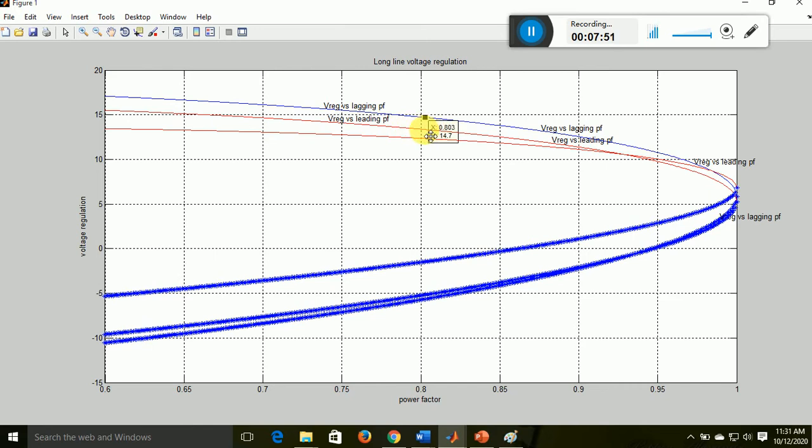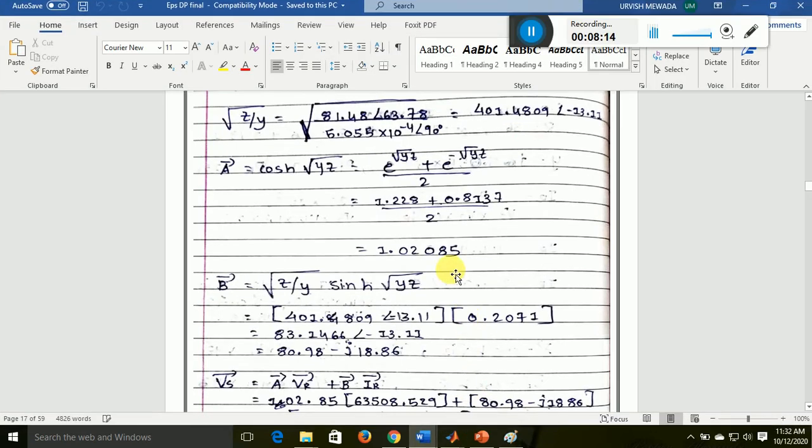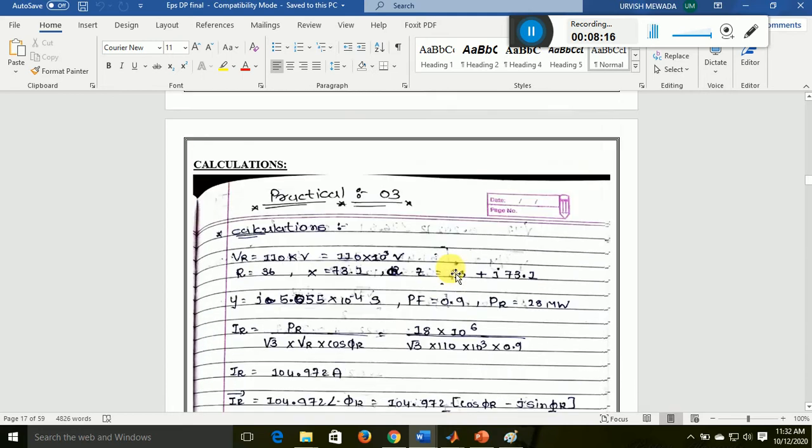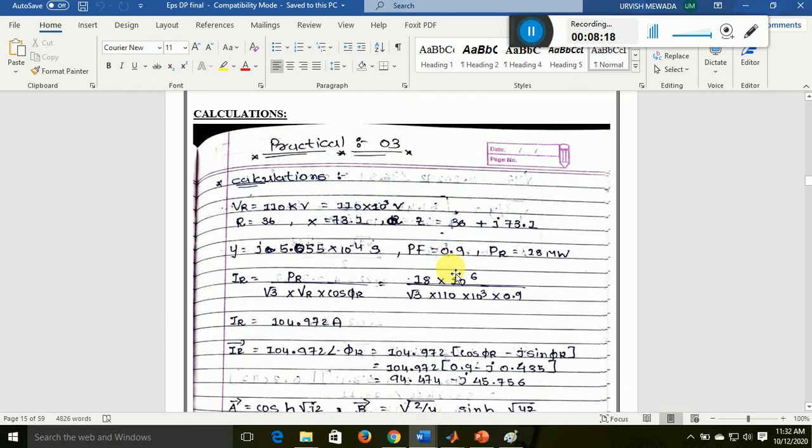Now let us see whether our program is correct or not by checking manually. We have the manual calculation also in this program. After taking all the values that we have taken over here, we will solve this example and check what the output will be. So this is our experiment for practical number 3. Let us start with the calculation.